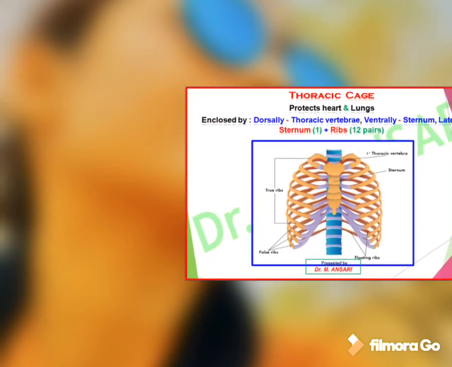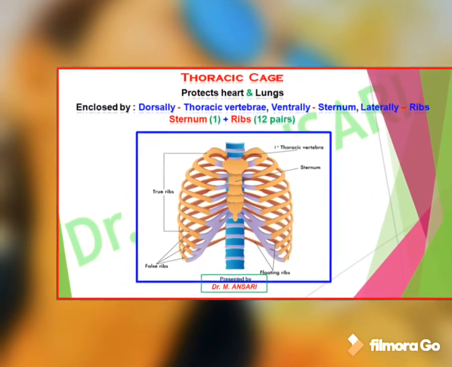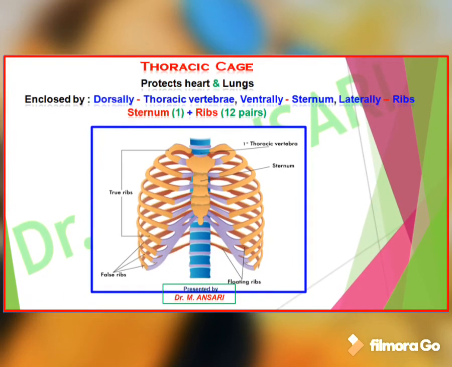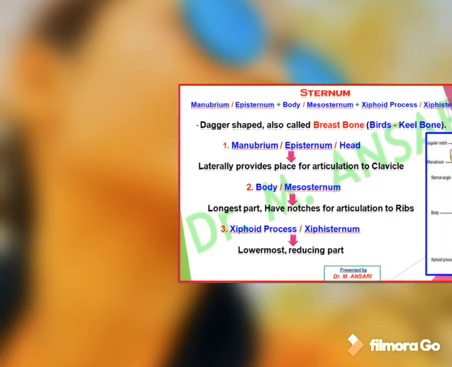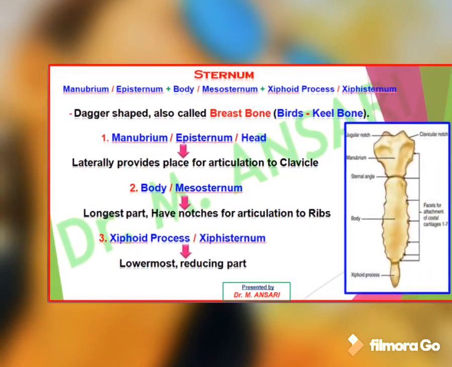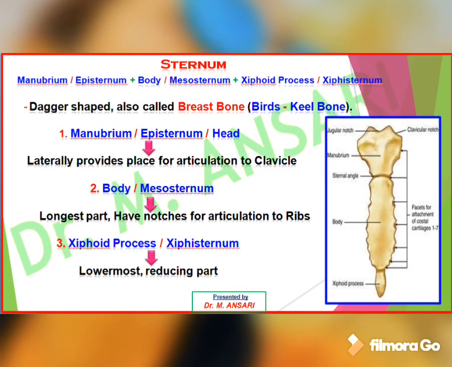Thoracic cage is formed by 1 sternum and 12 pairs of ribs. It protects the heart and lungs. Thoracic cage is enclosed dorsally by thoracic vertebrae, ventrally by sternum and laterally by ribs. Sternum is dagger shaped, also called breastbone, while in birds it is called keel bone. Sternum consists of manubrium, body and xiphoid process.